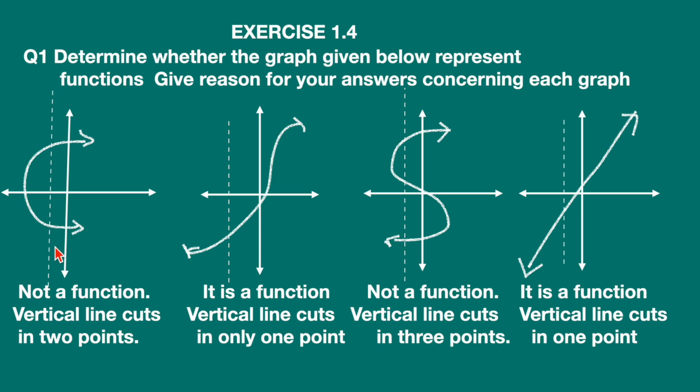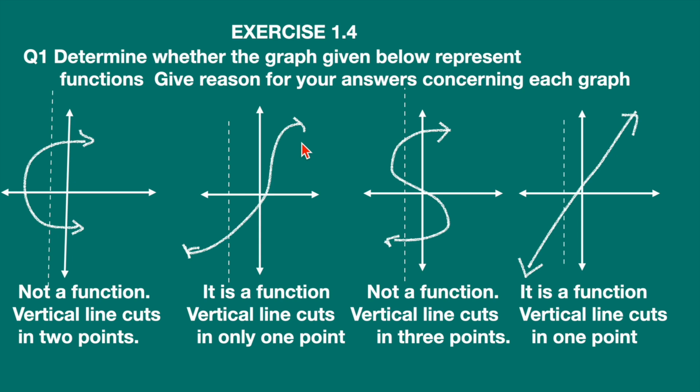Draw a vertical line like this. This dotted line is the vertical line I've drawn. You can see that it intersects the curve in 2 points. This is one point, this is another point. So it is not a function.